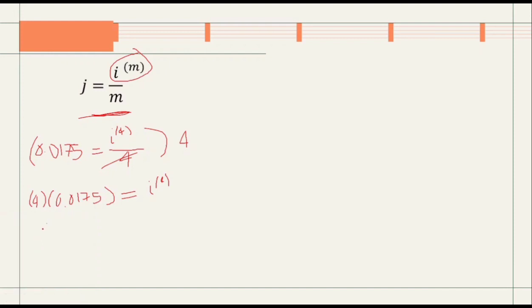So the answer will be i^4 is equal to 0.070, or equivalent to 7%. So this is the interest rate. This is our answer for the second example.